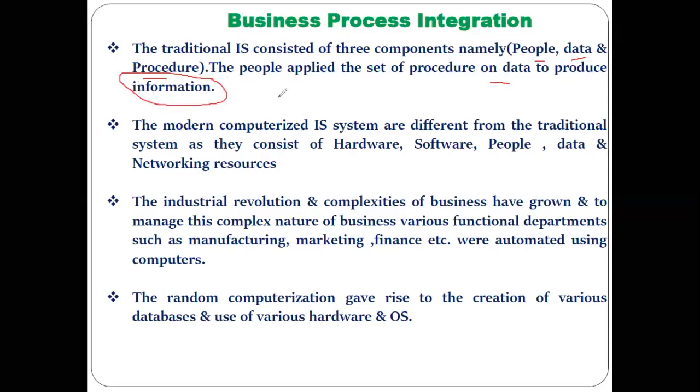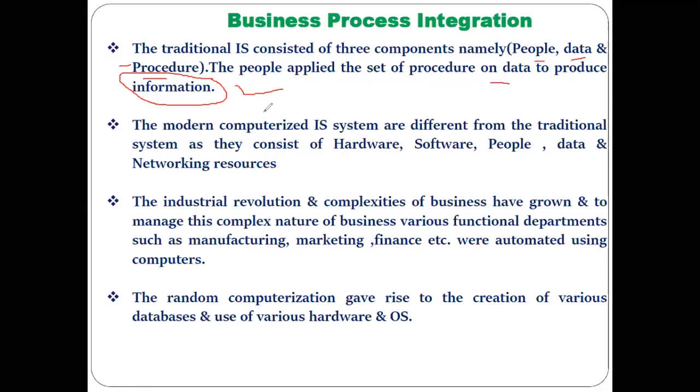So the main aim of any information system, whether traditional or modern, is nothing but producing information from raw data. In the traditional information system there was no computer, only people, data, and certain rules or procedures. People as the main resource applied some rules on that data and tried to convert that data into information. That was the case in the traditional information system.